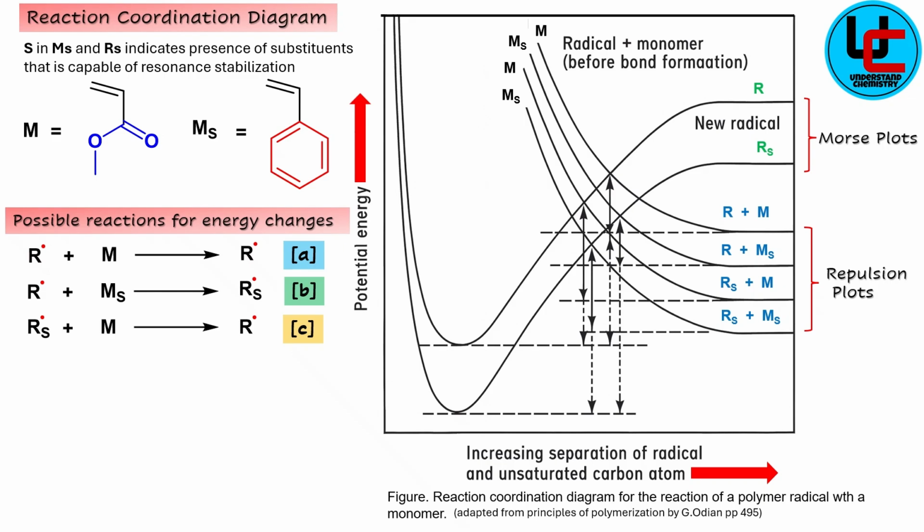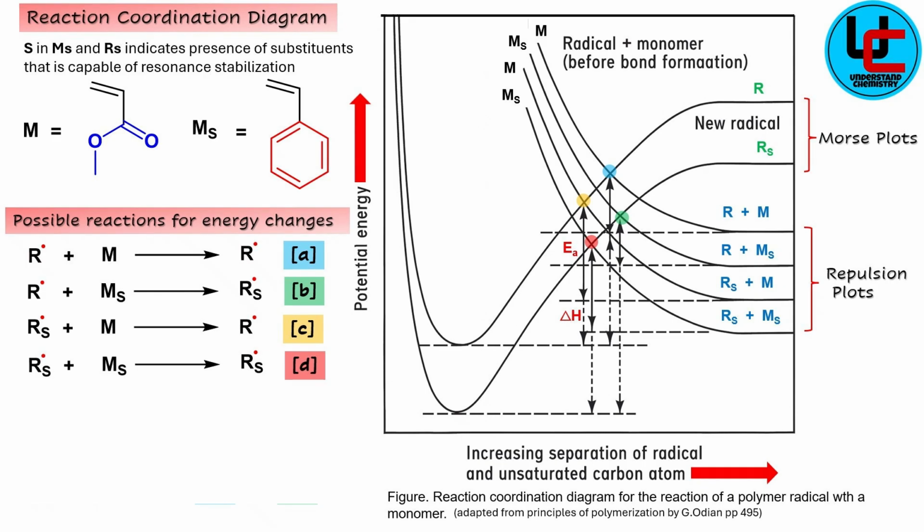The various activation energies EA and heats of reaction delta H are represented by the solid line and broken line arrow respectively. The 4 colored intersections in the diagram mark the transition state for 4 possible reactions. Reaction A corresponds to intersection highlighted in blue. This is a standard radical reacting with a regular monomer. It has a moderate activation energy and is relatively fast.